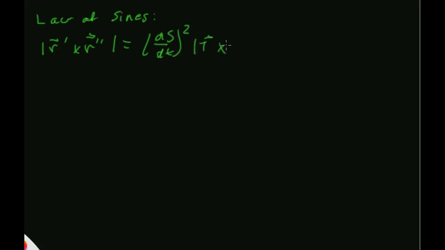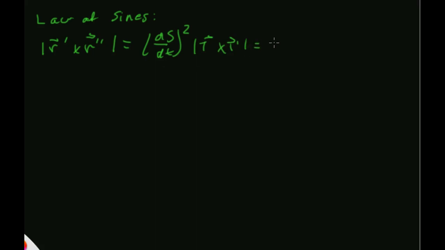Okay, so from the law of sines, we get that the magnitude of r prime cross r double prime is the same as, so this is what we had, ds/dt squared times the magnitude of T cross T prime, right?